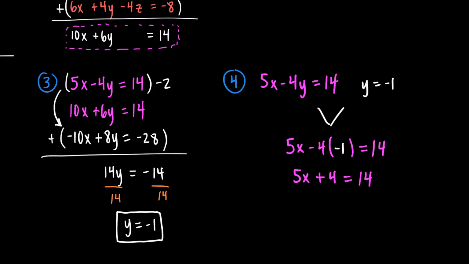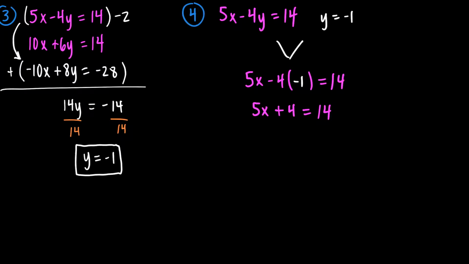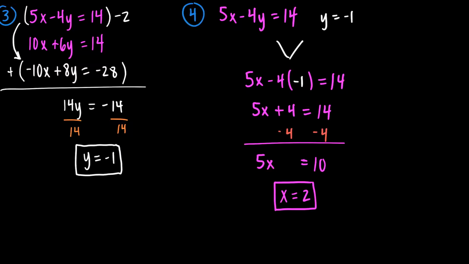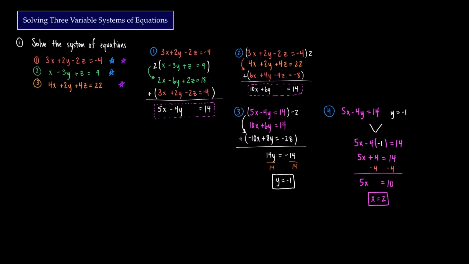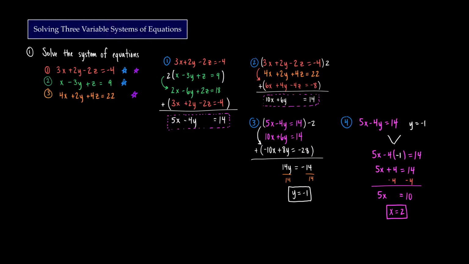And now we're just doing some algebra. So I'm going to give myself a little more room here. -4 on both sides. And we've got 5x, the +4 minus 4 cancel, is equal to 14 minus 4 is 10. So if you divide by 5 on both sides, you'll get that x is 2. Okay, so now we know that x is 2, y is -1. The only thing we have left to do is to figure out what z is.